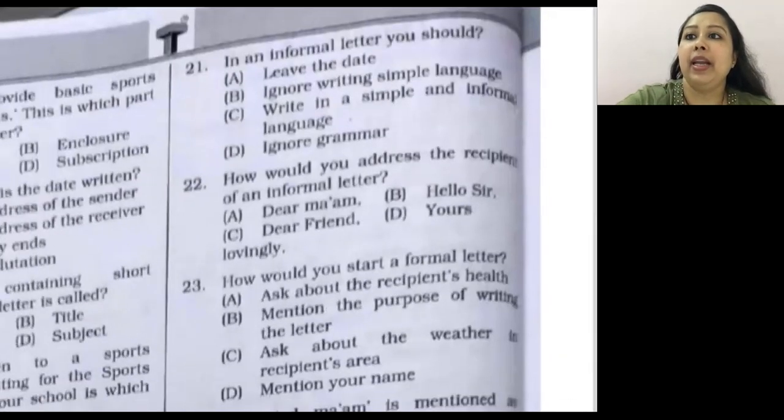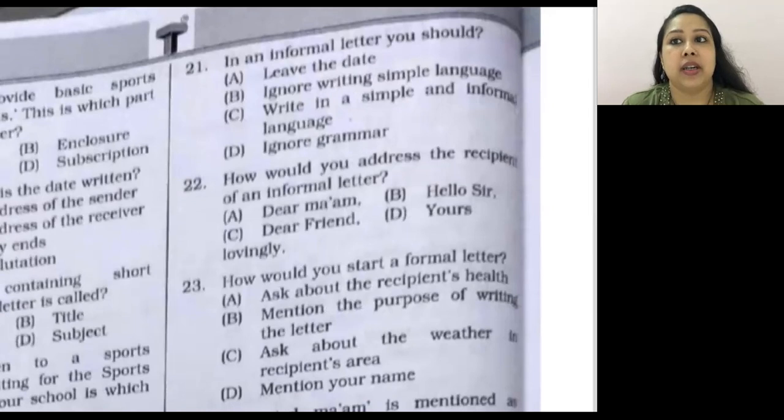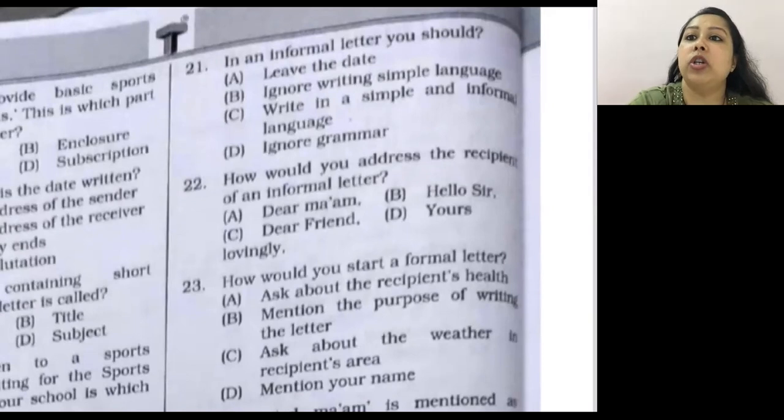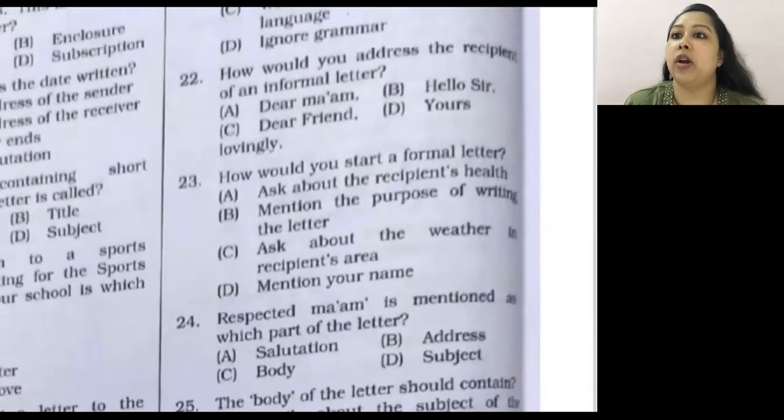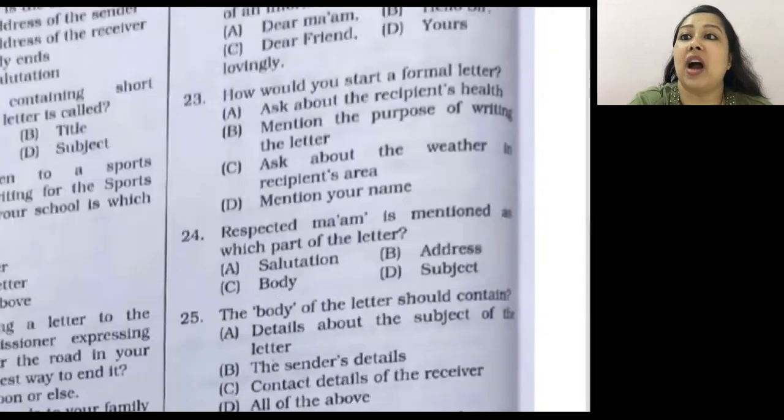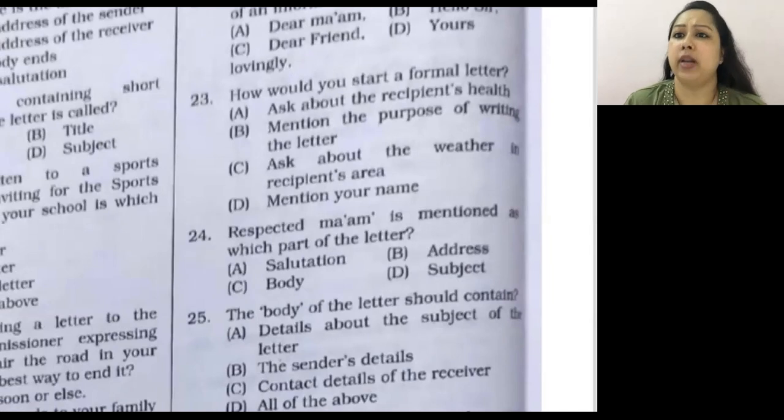Okay. In an informal letter, you should write in simple and informal language. Very good. And informal language would simply mean, I hope your parents are doing well. Give my love to your younger sister. This is informal letter. How would you address the recipient of an informal letter? Dear friend, definitely. How would you start a formal letter, any formal letter?